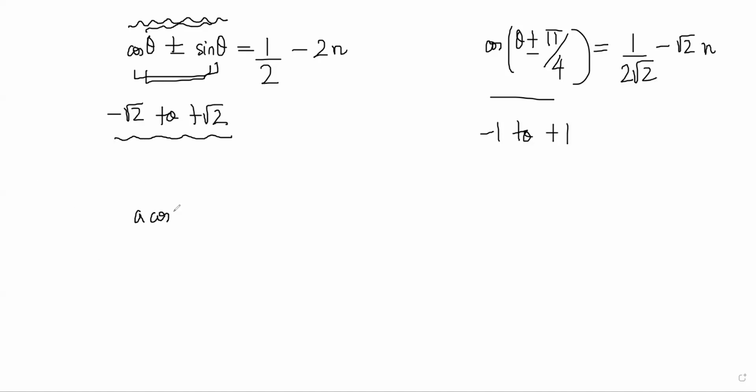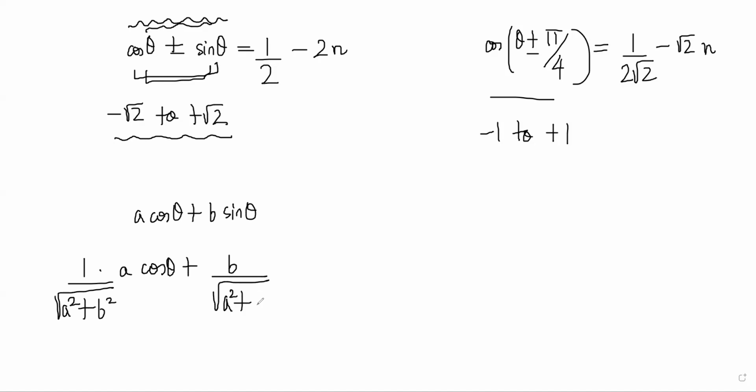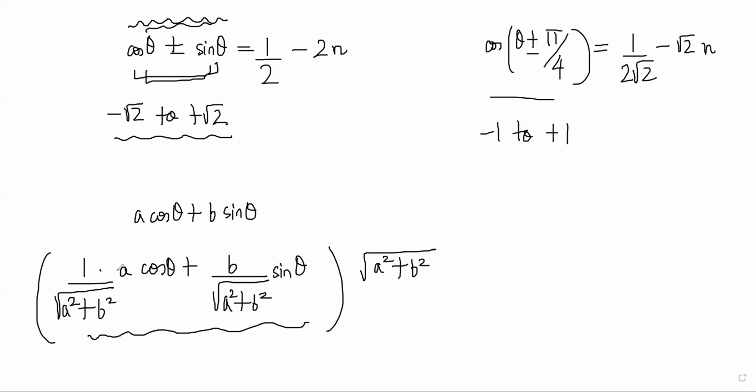Anytime you have a cos theta plus b sin theta, you can always take 1 by root over a square plus b square inside and multiply outside by root over a square plus b square. What is the benefit of doing this? Now, a by this is always less than 1, first of all. B by this is also less than 1.